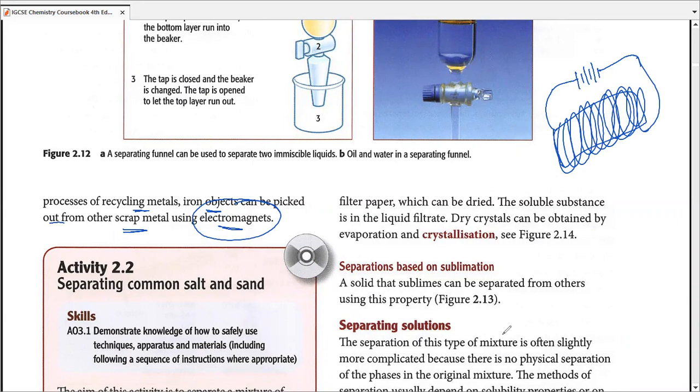Bigger magnets, almost the size of a car, are used in junkyards and all around the world to pick up scrap metal from the heaps of rubbish so that we can recycle those metals. Fair enough?